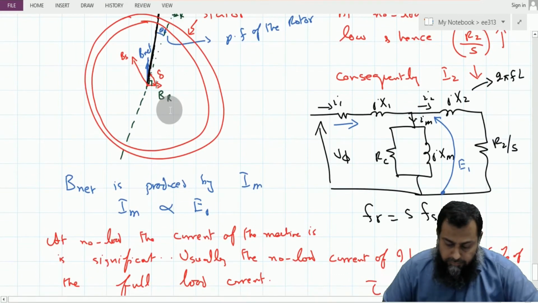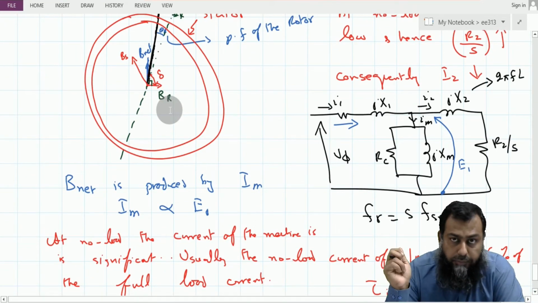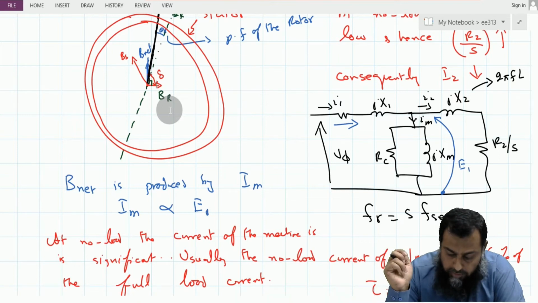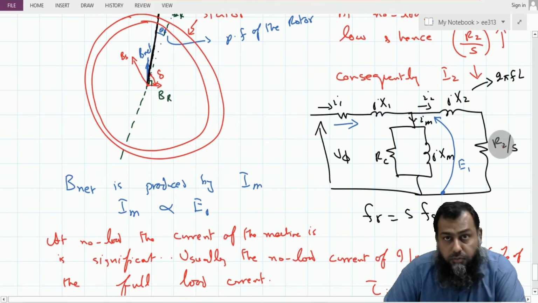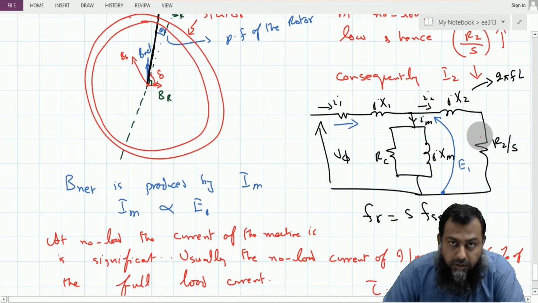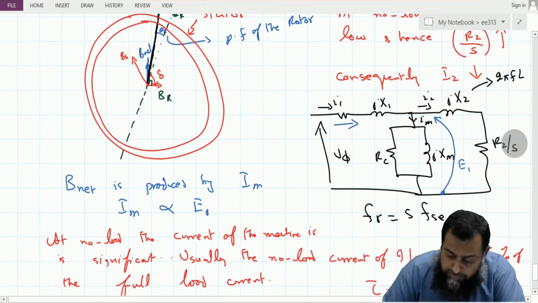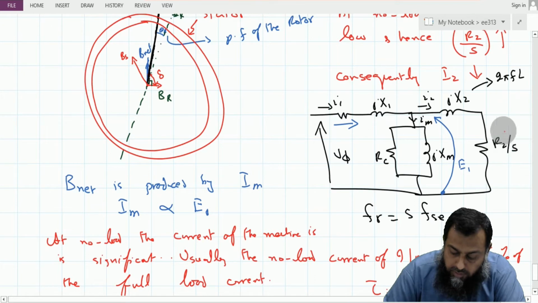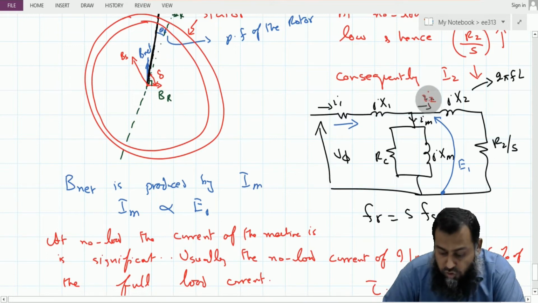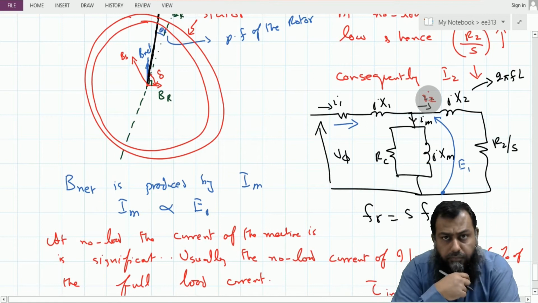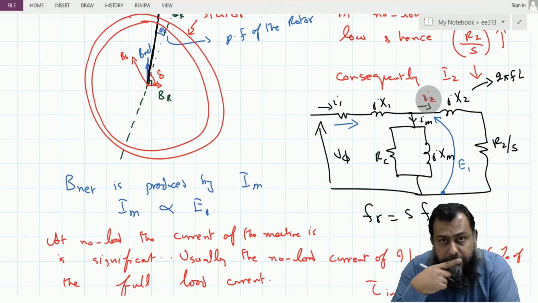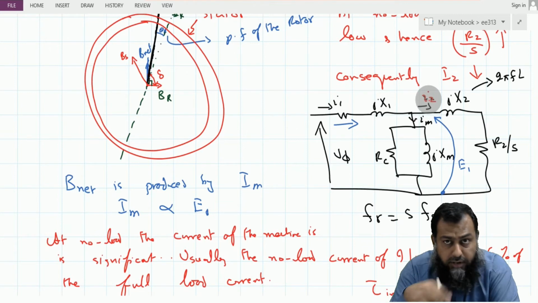Now suppose that we put some mechanical load onto the motor. To fulfill that, the motor will slow down, right? As the motor slows down, the value of slip will become high. As the value of slip becomes high, this R2 over S will become low, and consequently we have a rise in the I2, which is shown in this particular circuit. As this I2 increases, what will happen? There will be an additional amount of current flowing into the rotor circuit.